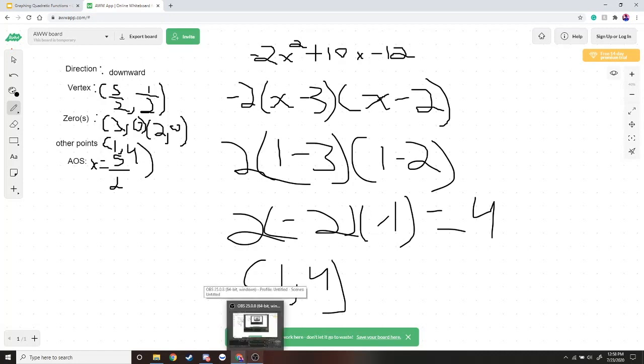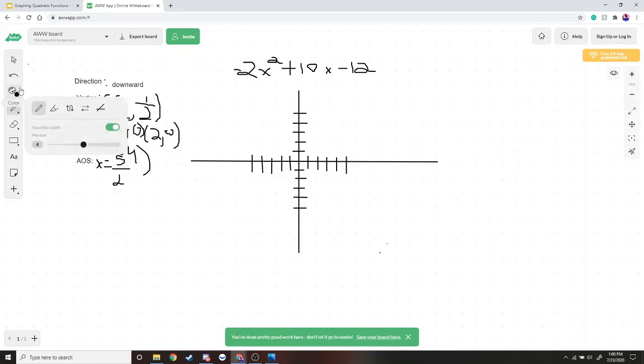Now we're going to plot it. We're going to use the points that we know to plot the parabola. First we have the vertex at (5/2, 1/2). So 5/2 is 2.5, so 1, 2, 2.5 somewhere here, and it's half up, so it would be around here. This would be the vertex. Then we have our zeros, (3, 0) and (2, 0). So (2, 0) is right here, and (3, 0) is right here.